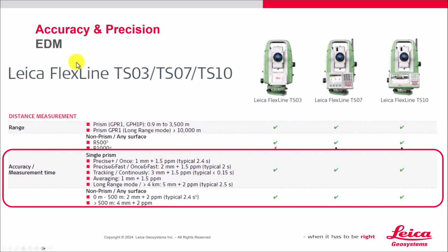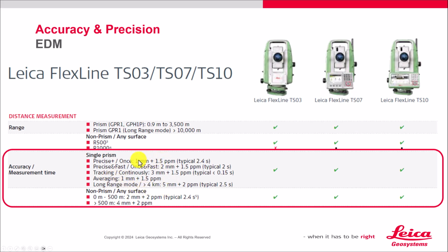Now let's take a look at the EDM. We were looking at angular, now we're looking at the EDM. There's a lot of information here, from using a single prism to no prism or any surface. This is reflectorless down here. This is single prism, precise and fast, tracking, which you typically use in stakeout, averaging, and then long range mode.